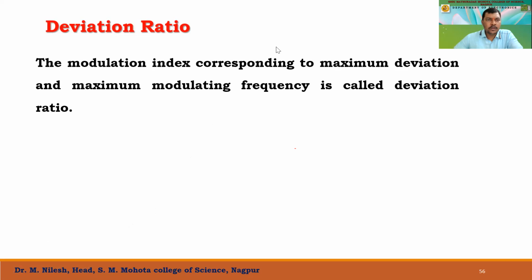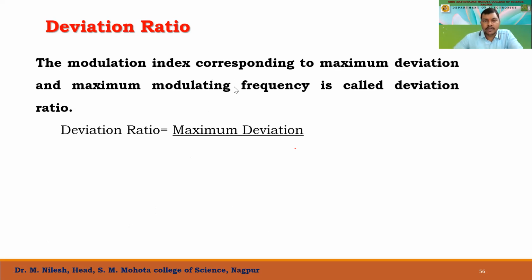Then the deviation ratio. The modulation index corresponding to maximum deviation and maximum modulating frequency is called the deviation ratio. So we have the modulation index corresponding to the maximum deviation, that is delta, and to the maximum modulating frequency, and that is called the deviation ratio.